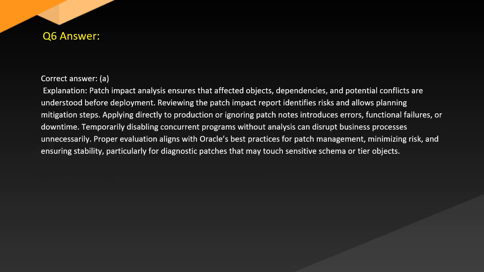Answer. Correct answer: A. Explanation. Patch impact analysis ensures that affected objects, dependencies, and potential conflicts are understood before deployment. Reviewing the patch impact report identifies risks and allows planning mitigation steps. Applying directly to production or ignoring patch notes introduces errors, functional failures, or downtime.